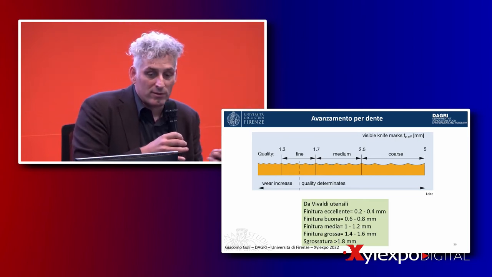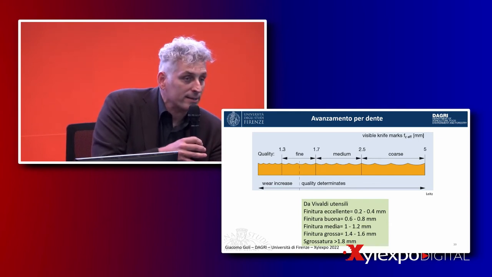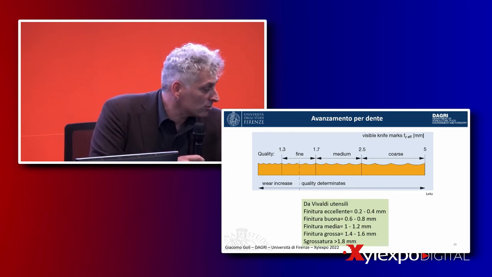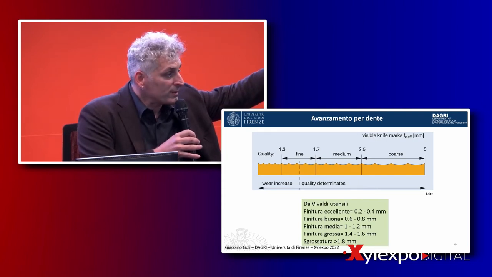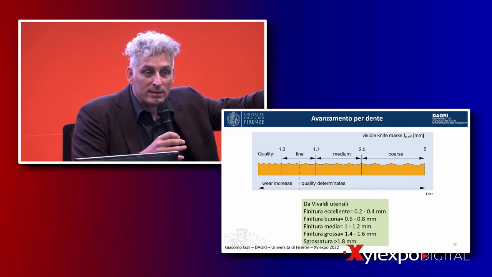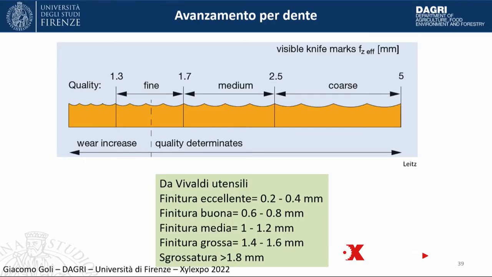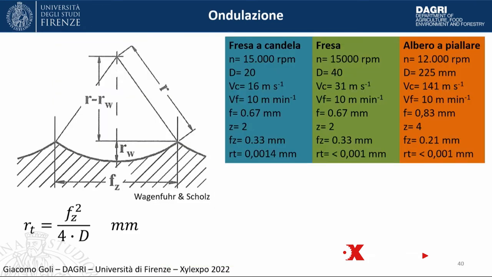If I need to make a beam that is going to be placed 20 meters high, I can have less fine quality. But if I want to make a piece like this, and it's going to be an object, an item to be held in a hand, then I need very fine quality.